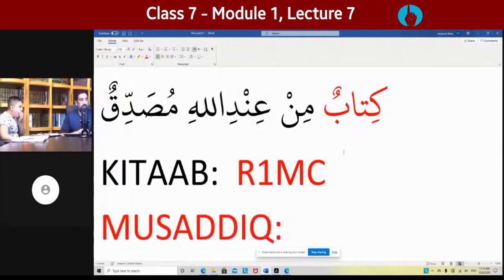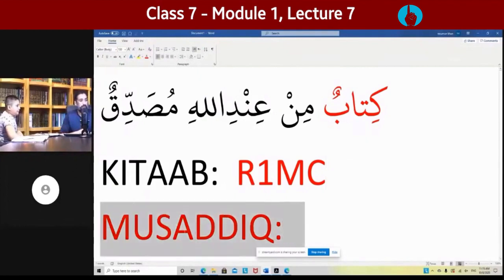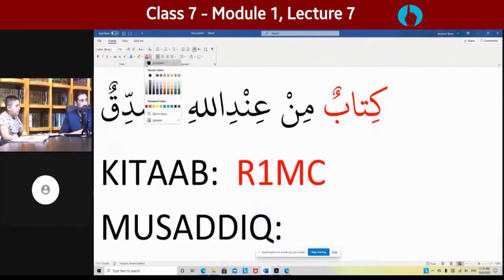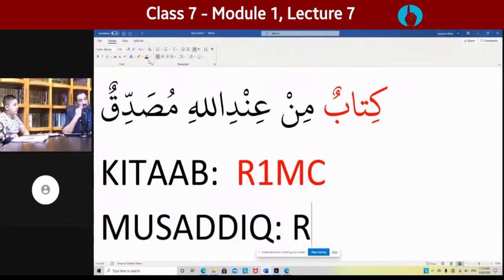Good. Now let's think about the word musaddiqun. What are the four properties of musaddiqun? It's rafa. Prove it. Qun is like on, and on comes from rafa. Good. It's singular, it's one. There's no sign for it to be feminine, so it's masculine. And then it's common, because it has no al.